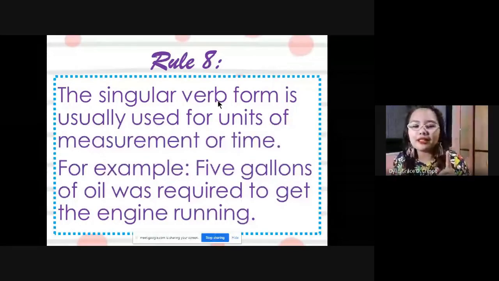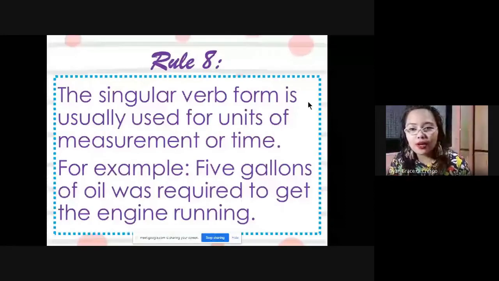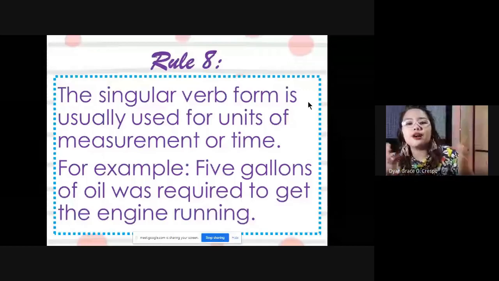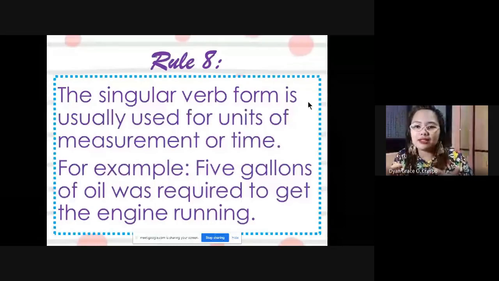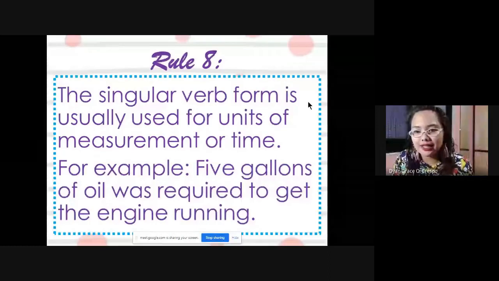Rule number 8. The singular verb form is usually used for units of measurement for time. For example, 5 gallons of oil was required to get the engine running. Since you cannot count it, it's uncountable, so you will use singular form. Kasi you will think of it as a collection of things. So even if 5 gallons, 700 gallons, you will still have singular verbs. Next, rule number 9.